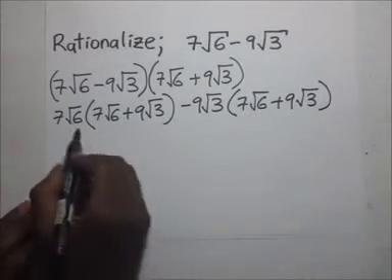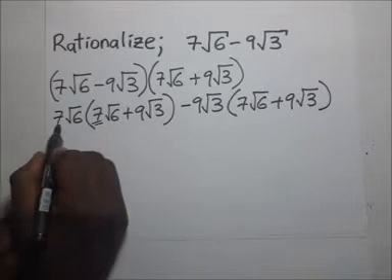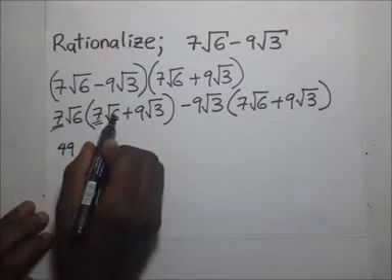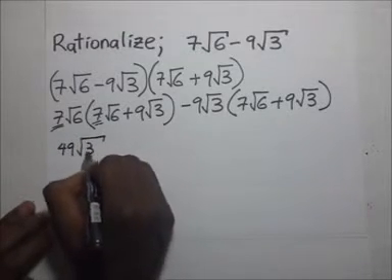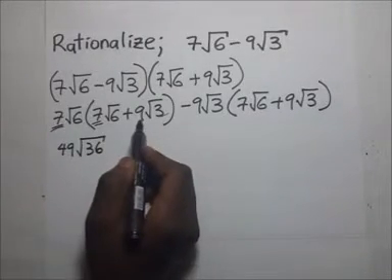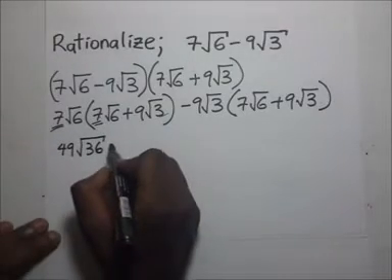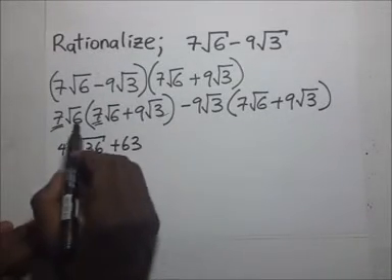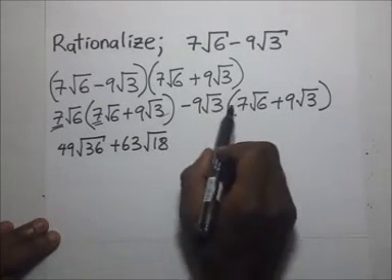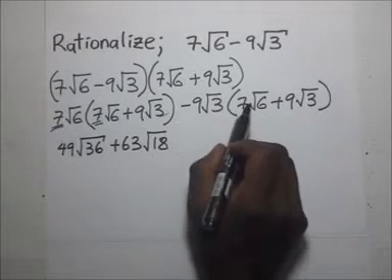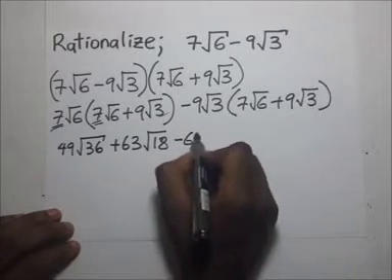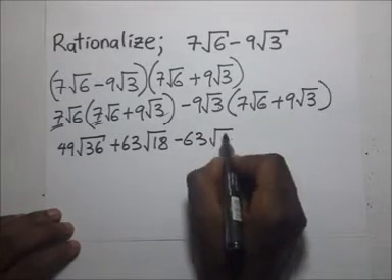When you open brackets, we multiply the whole numbers alone first. 7 times 7 is 49, times root of 6 times root of 6, which is root of 36. Then we have this times that, so we have 7 times 9. 7 times 9 is going to be 63, so it's going to be plus 63. Then we have 6 times 3, which is root of 18. Then here we have negative 9 times 7, 9 times 7 is 63, so it's minus 63. 3 times 6 is root of 18.